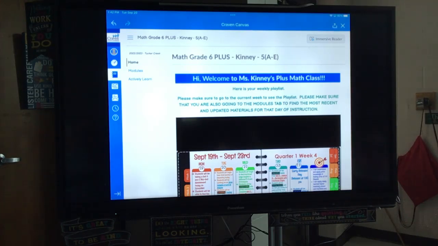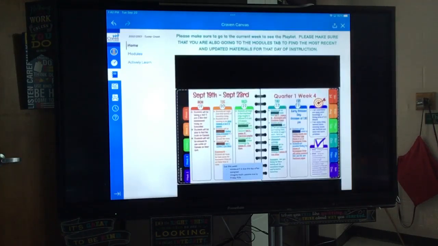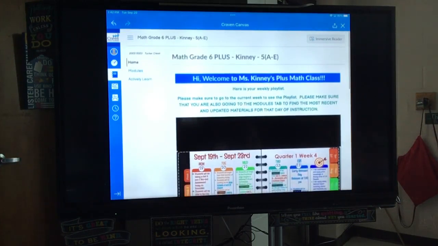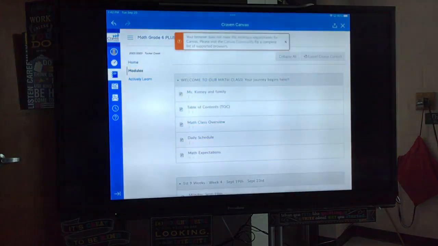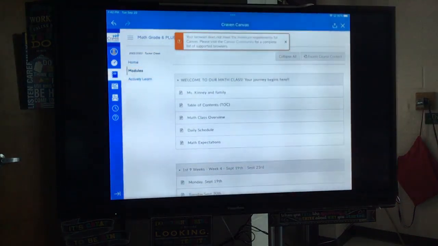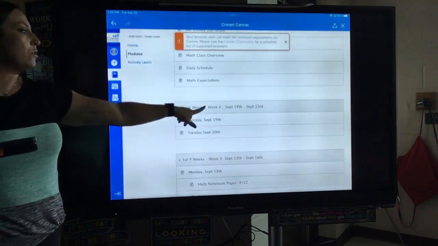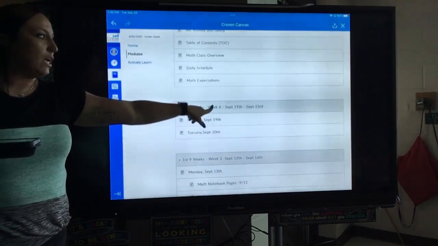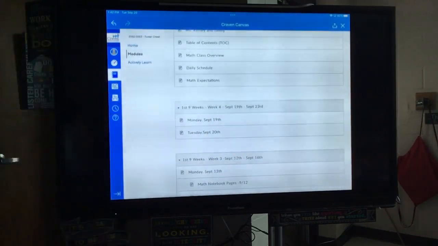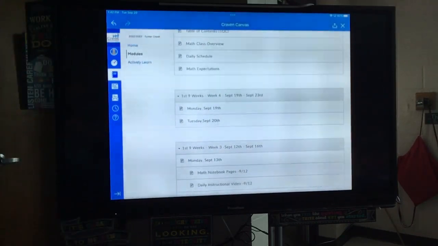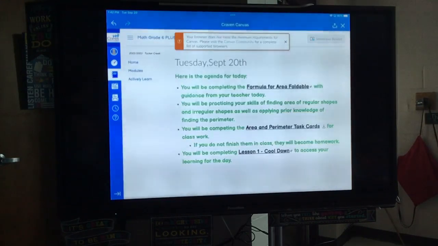All right, once you get here, yes, you have this beautiful playlist that you can look at. I do not want you to go there. You need to start getting used to looking at that home screen, but your life needs to live in modules. When you click on modules, this will come up. You need to go to first 9 weeks, week 4, September 19th to the 23rd. You will notice Monday was yesterday. That's where our test information was. So click on Tuesday for today.